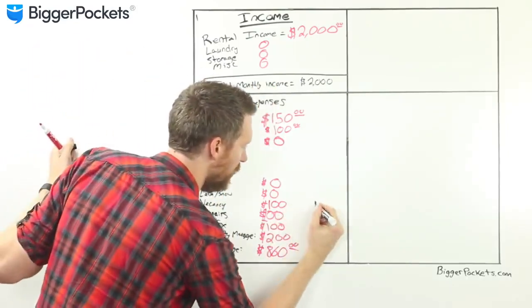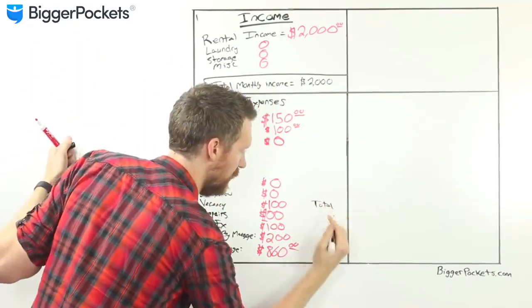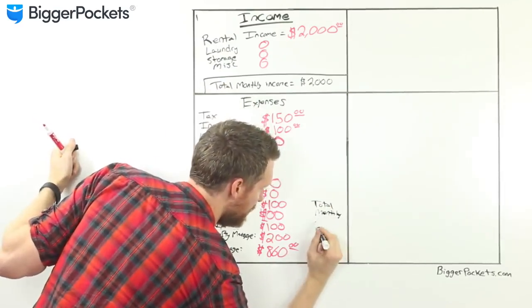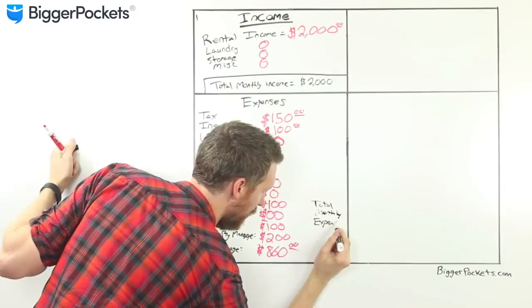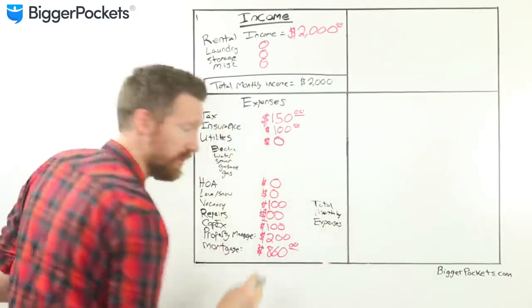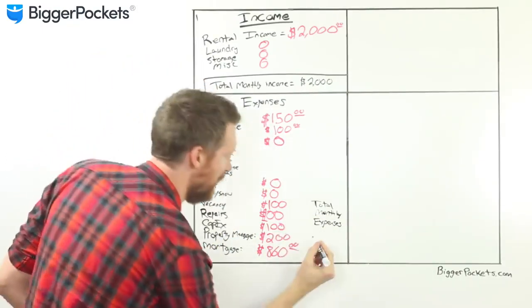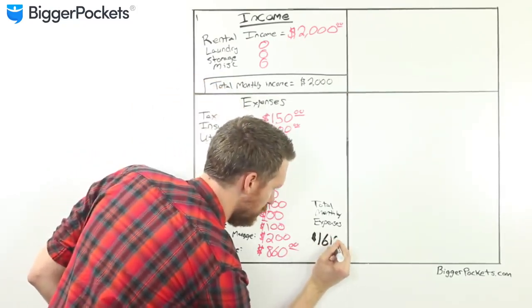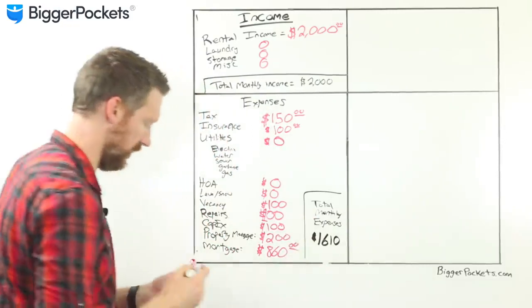room for it, so I'm going to put it here. Total monthly expenses. Pardon my awkward standing here. Not used to writing on a whiteboard. Total monthly expenses of $1610. I'll put a little box around that because we want to call it important.